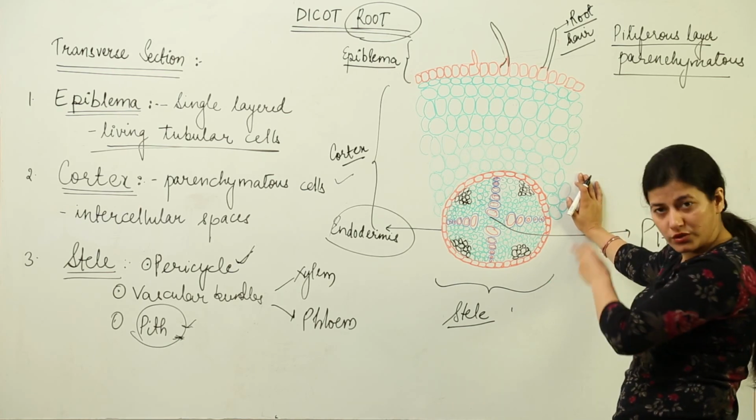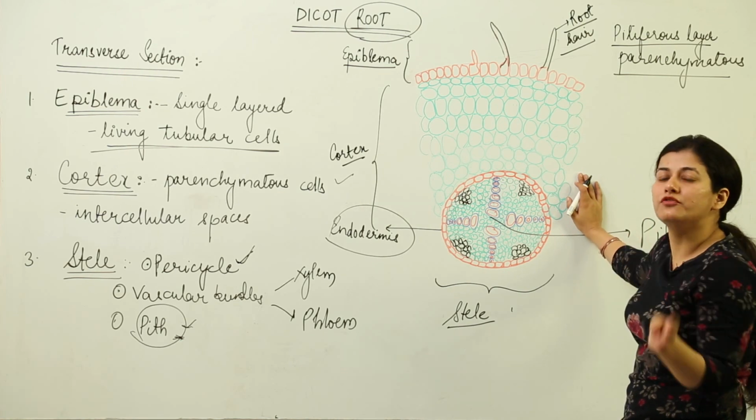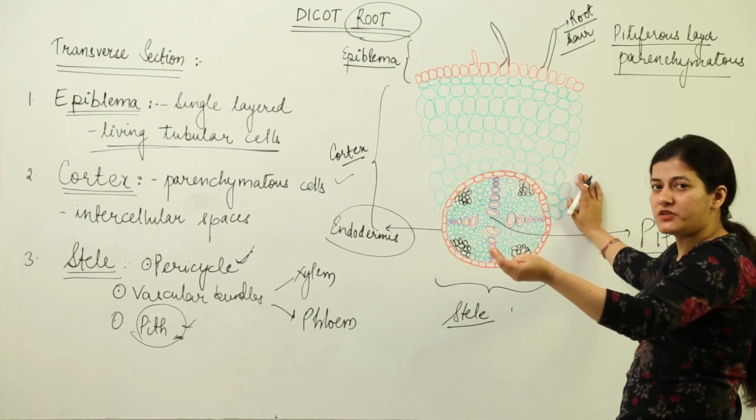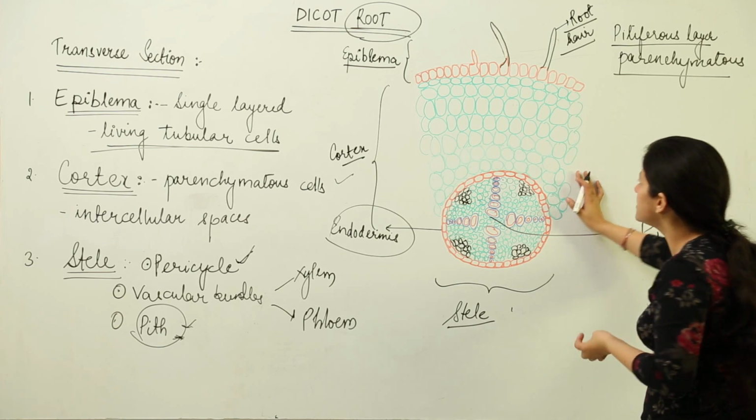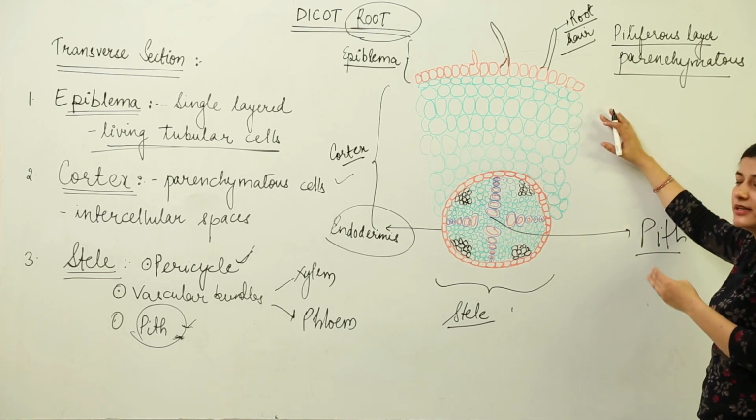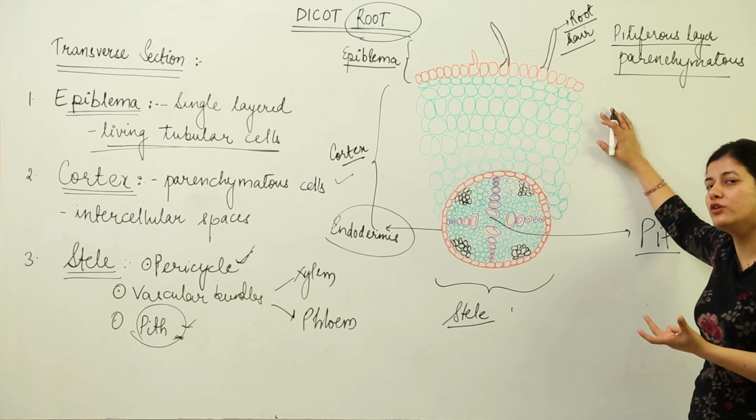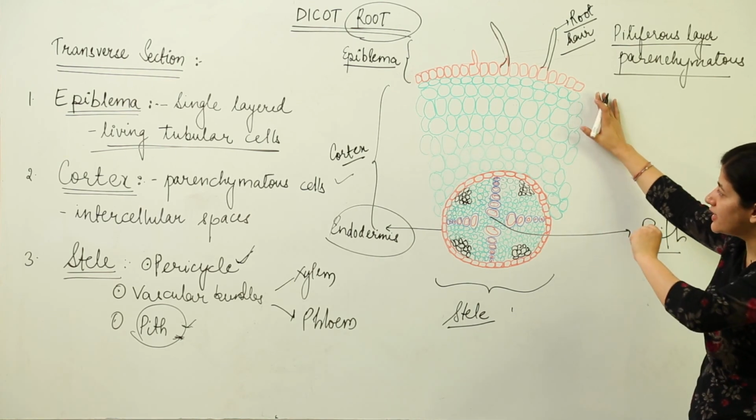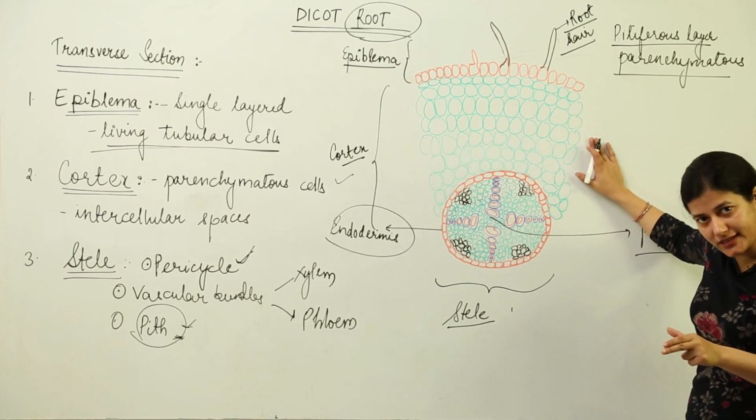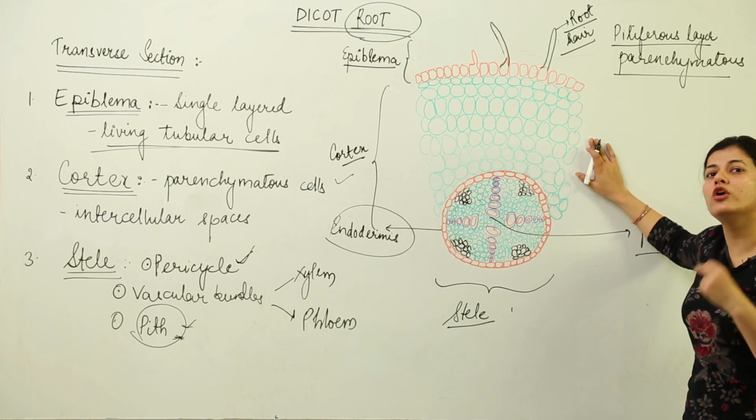Because this is a root that we are talking about. A root would not perform photosynthesis. It would not be subjected to light. How would it perform photosynthesis? So there is a very slim chance that there would be chlorophyll in the cells. So we are going to consider that these are parenchymatous cortical cells which are responsible for storage.